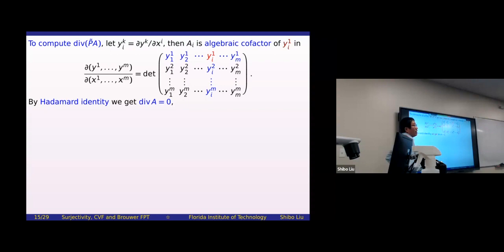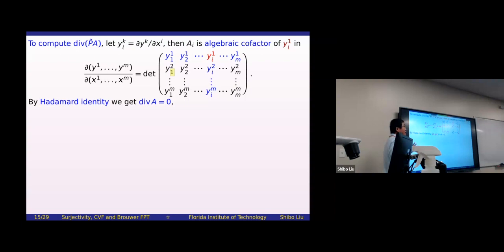Then we observe that our A_i is precisely the algebraic cofactor of this element in red, the first row, the ith column. You remove this row and this column, and you get an n minus one square matrix. The determinant multiplied by negative one to the power 1 plus i is just A_i. So A_i is just the algebraic cofactor. Then we have the Hadamard identity, which says that the divergence of the vector field A is 0. At this step, we need the transformation to be C2.